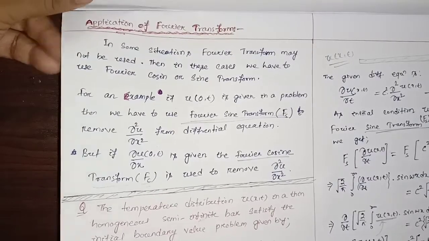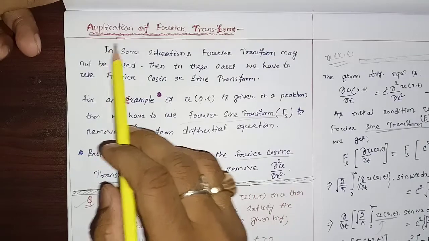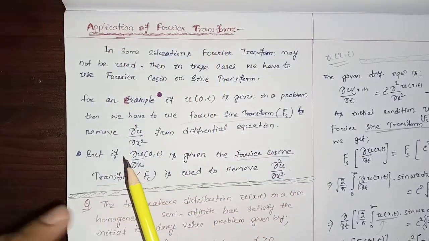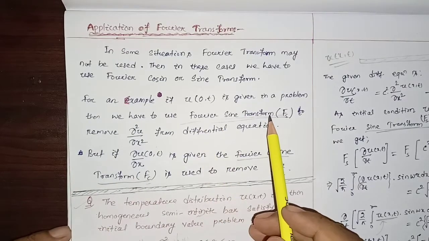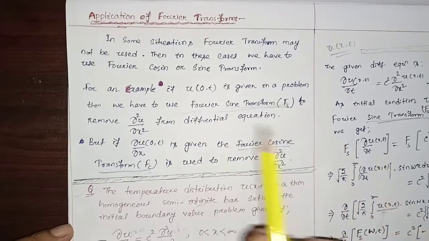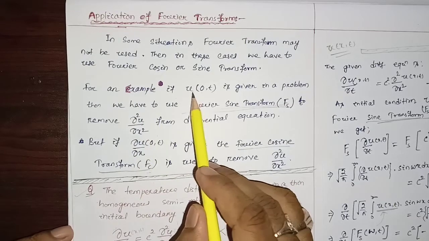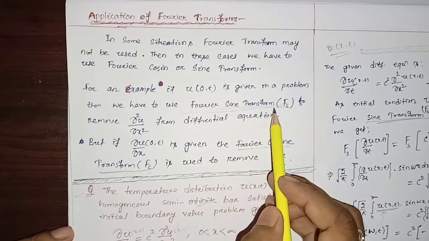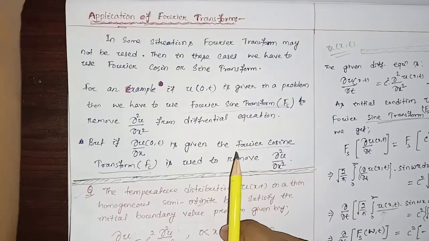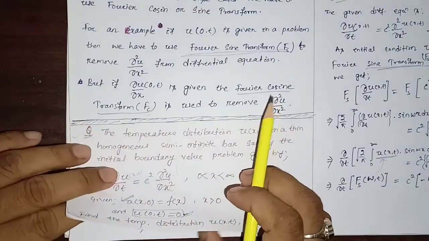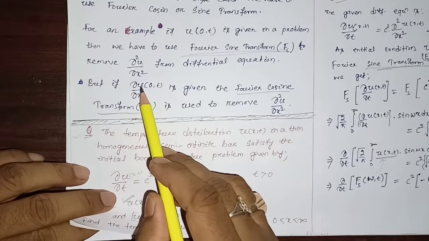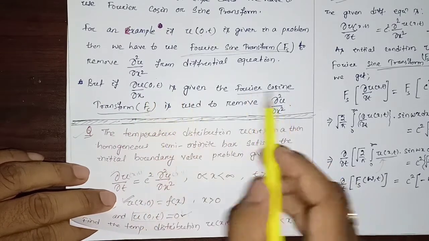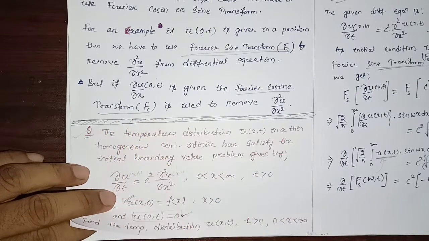Okay, hello everyone. We are discussing application of Fourier transform. In our last class, we discussed where Fourier sine transform is going to be applied. If in your question u(x,0) = 0 is given, then Fourier sine transform we have to apply. If in the question the initial value condition ∂u/∂x(0,t) is given, that means at x equal to 0, t is given, then Fourier cosine transform we have to use.